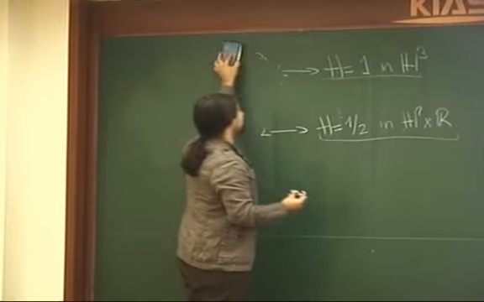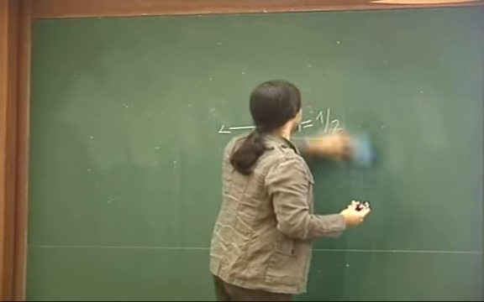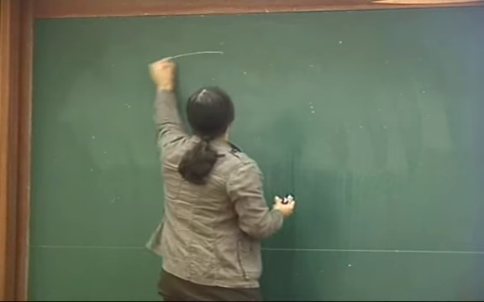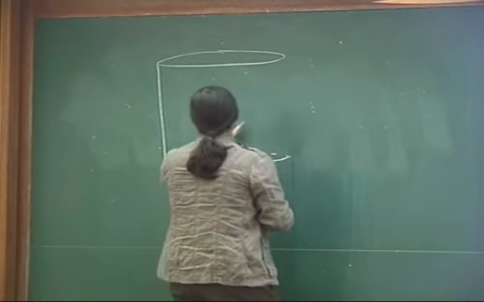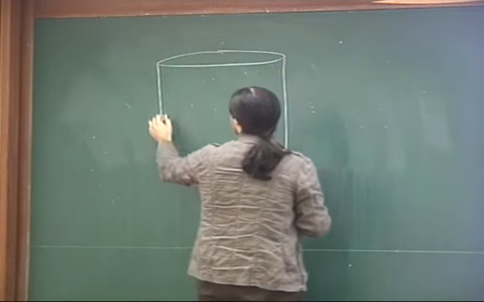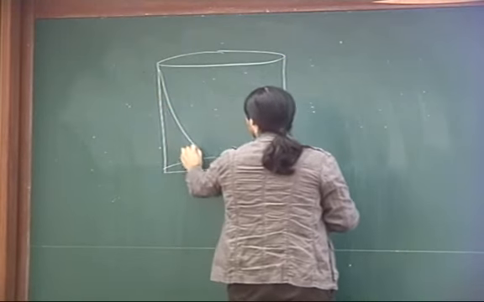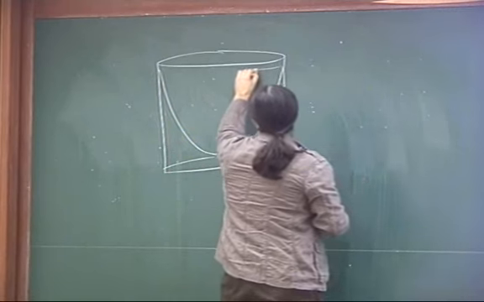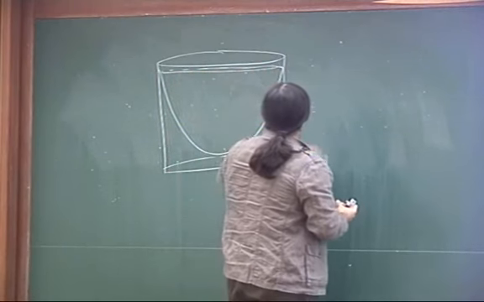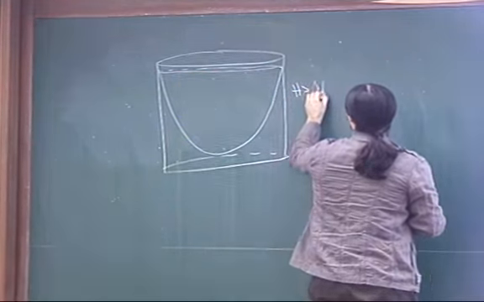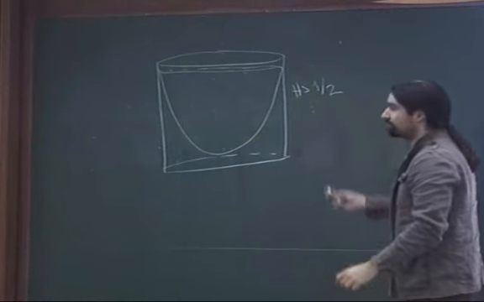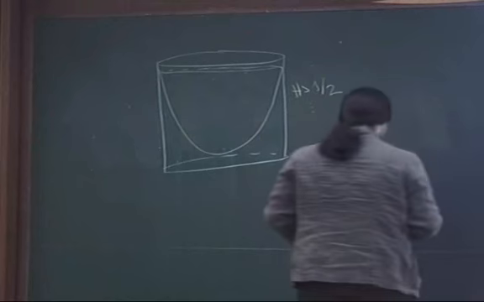Let me explain this in H2 cross R, which is maybe the space where it is better seen. So assume you have a graph like this, an entire graph with H greater than 1/2, for a certain value H greater than 1/2.